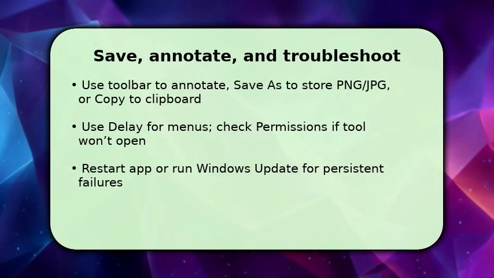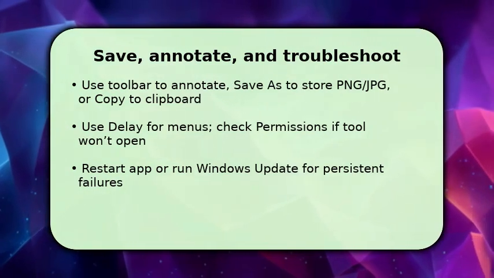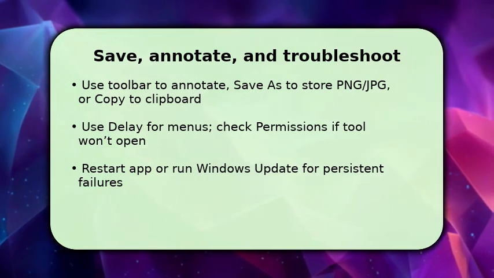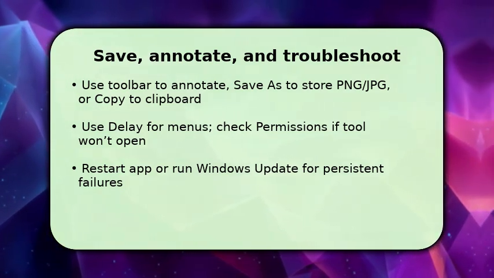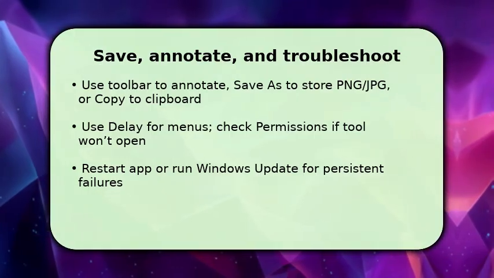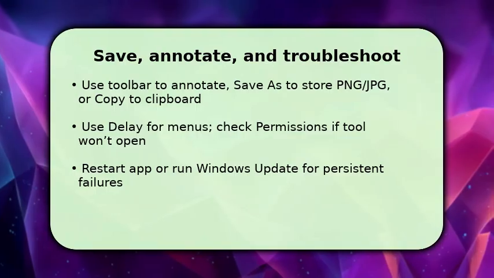After capturing, use the Snipping Tool toolbar to annotate with pen or highlighter, then choose Save as to store a PNG or copy to clipboard for instant pasting. Once done, name files clearly and pick a folder you'll remember.